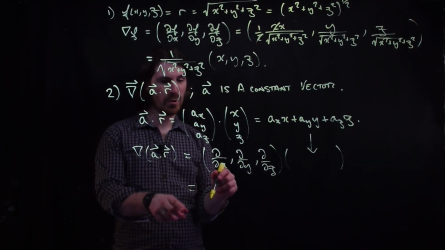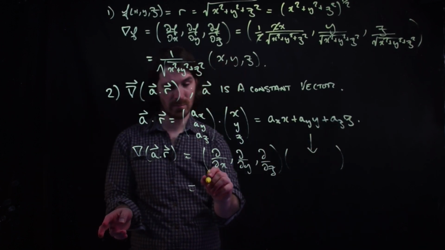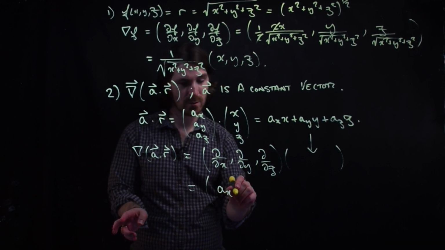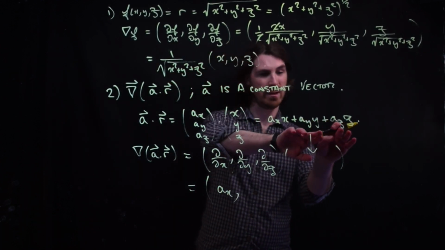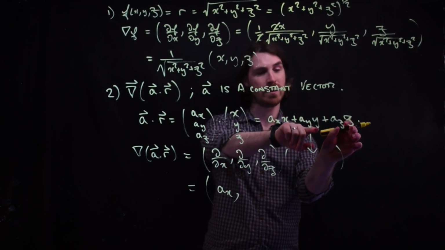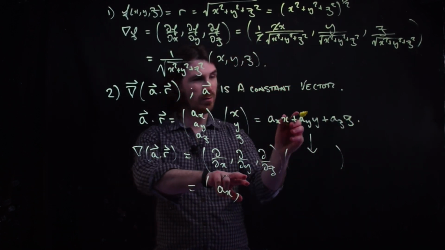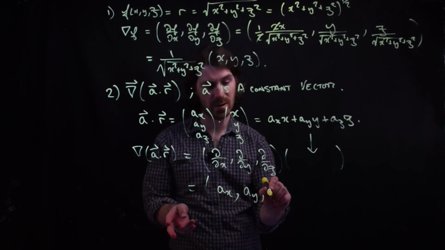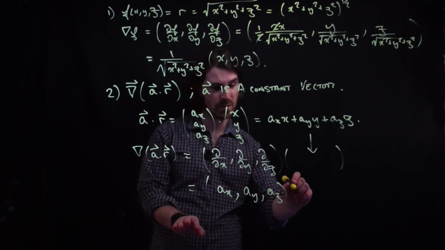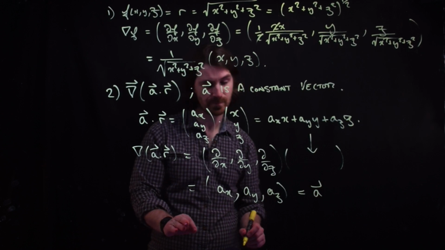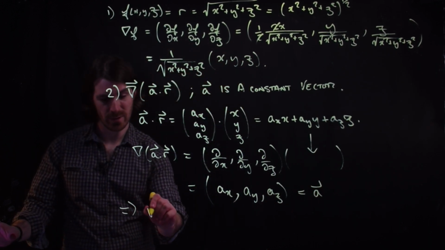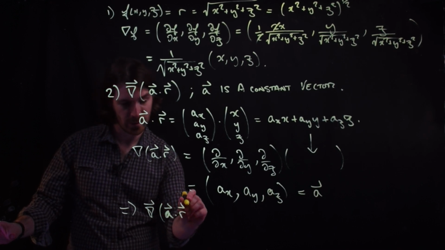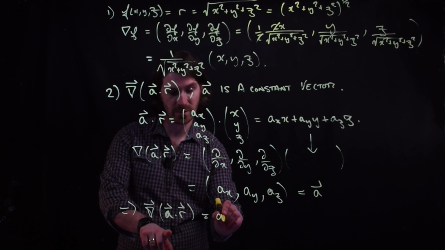In the first component we've got d by dx of all of this. D by dx of all of this is just ax, because d by dx on the other terms vanishes since we're holding y and z constant. D by dy just pulls out the ay, and d by dz just pulls out the az. And this is nothing other than the vector a. So we found that the gradient of the dot product of a vector with the coordinate vector r is just the vector itself.